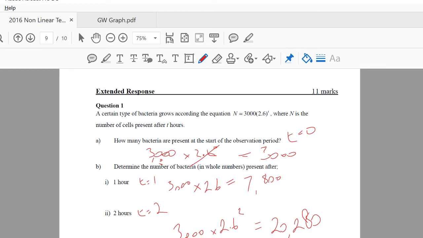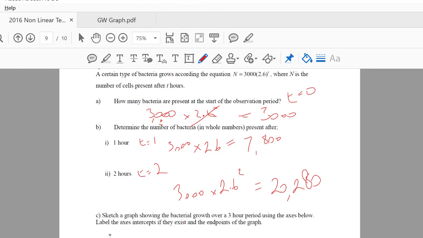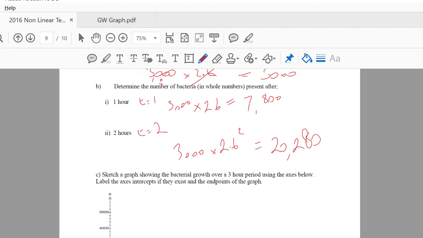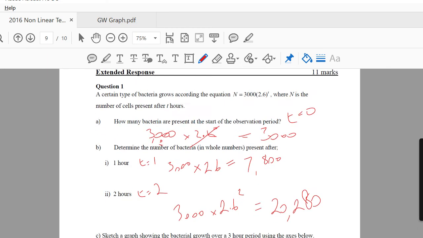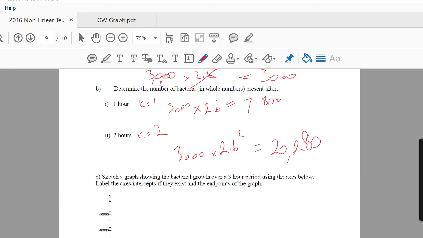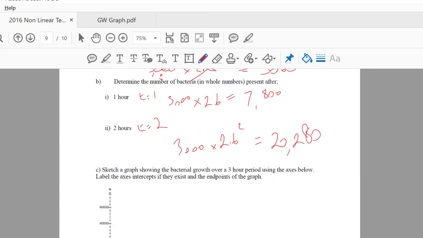Second one, sketch the graph showing bacterial growth over 3 hours using the axis below. All right, we've got several values to work with here. Firstly, where is the asymptote? Well, this is an exponential graph. It's not 2 to the x or 3 to the x. It's a 2.6 to the x. So there is going to be an asymptote at 0, so we've got to make sure we put that in place, along y equals 0. Label axis intercepts if they exist and the endpoints of the graph.